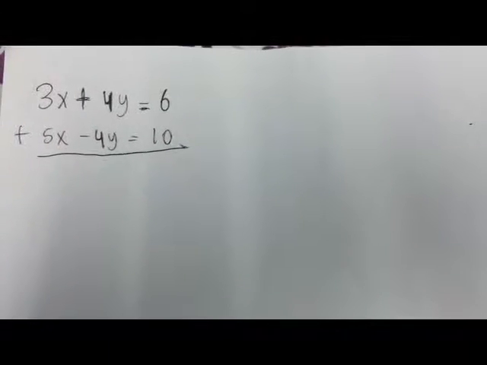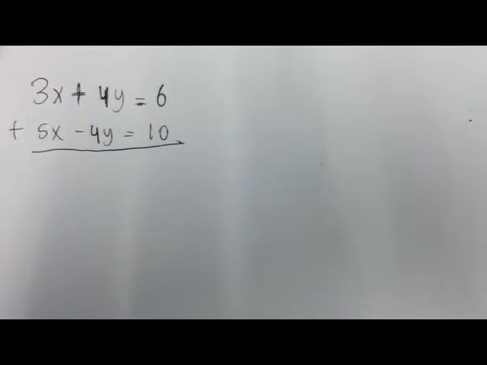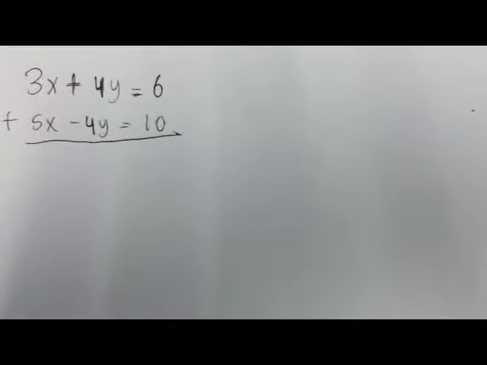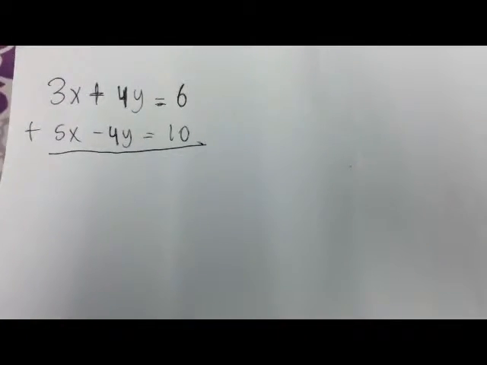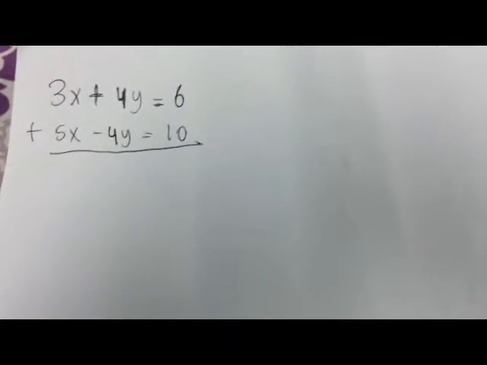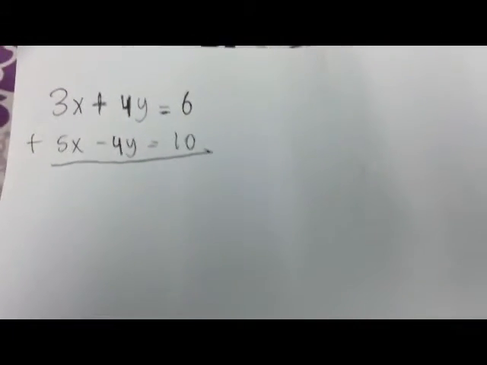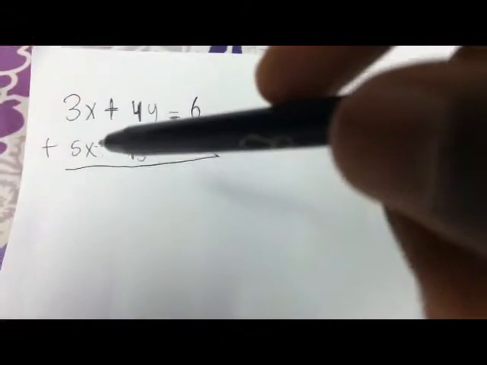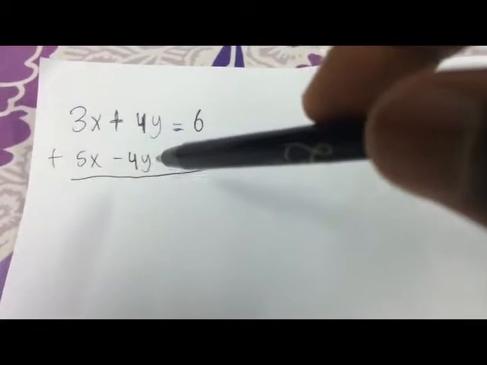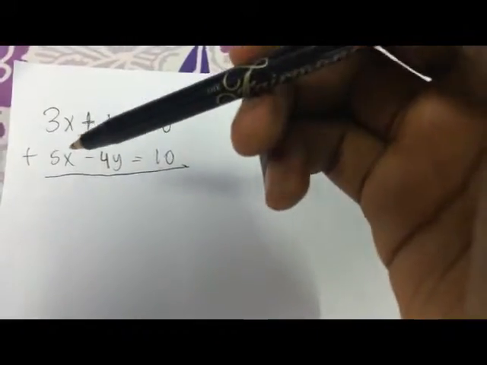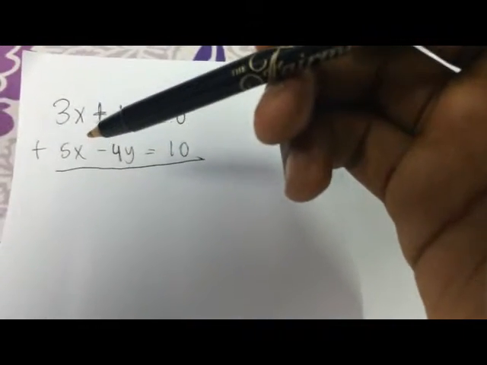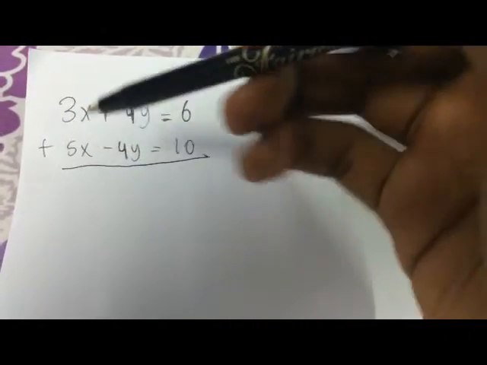Hello, so today I'm going to teach you how to solve a system of equations by eliminating. First, I will do it by adding. So the question says 3x plus 4y equals 6 and plus 5x minus 4y equals 10. So first what I'll do is I try to eliminate x or y, but I prefer doing the x first.